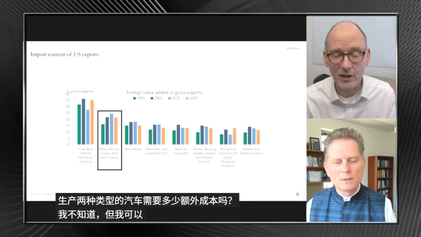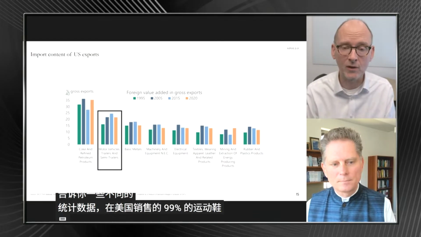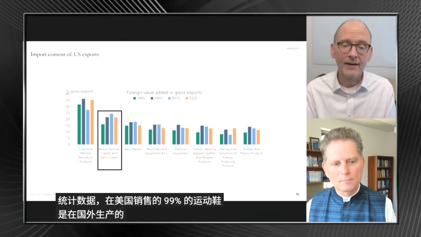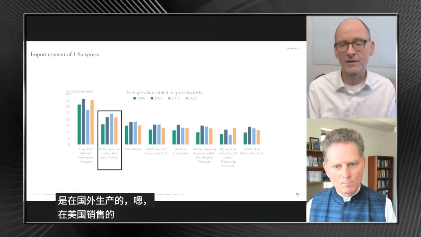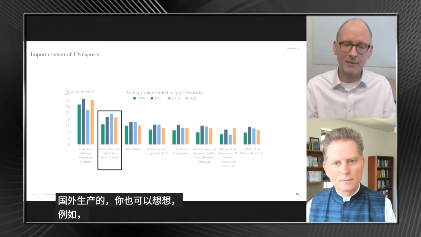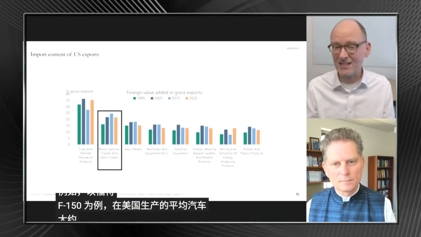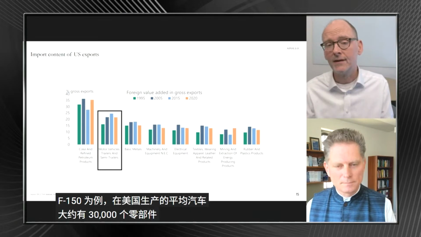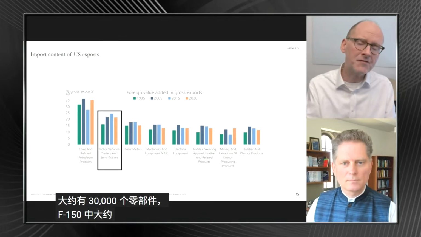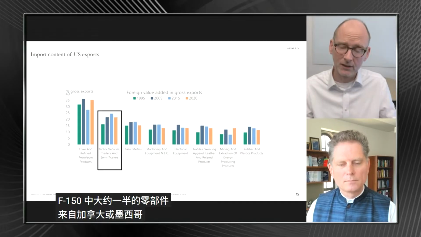I do not, but I can tell you a number of different statistics: 99% of sneakers sold in the US are produced abroad. 95% of t-shirts sold in the US are produced abroad. You can also think about your Ford F-150: the average car that's produced in the US has about 30,000 components. For the F-150, roughly half of the content comes from Canada or Mexico.